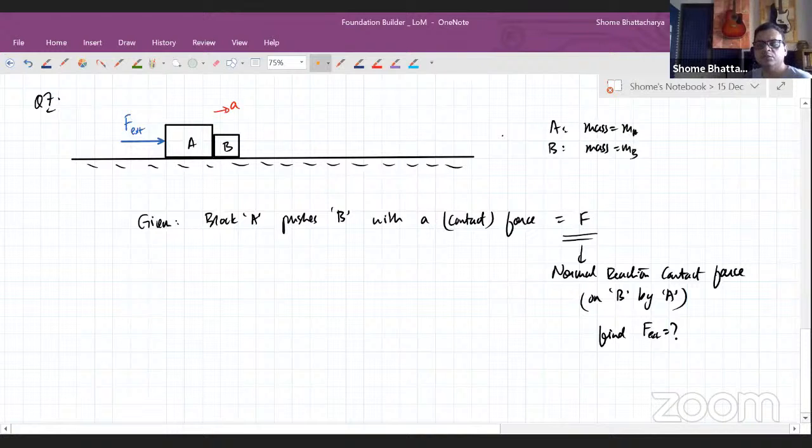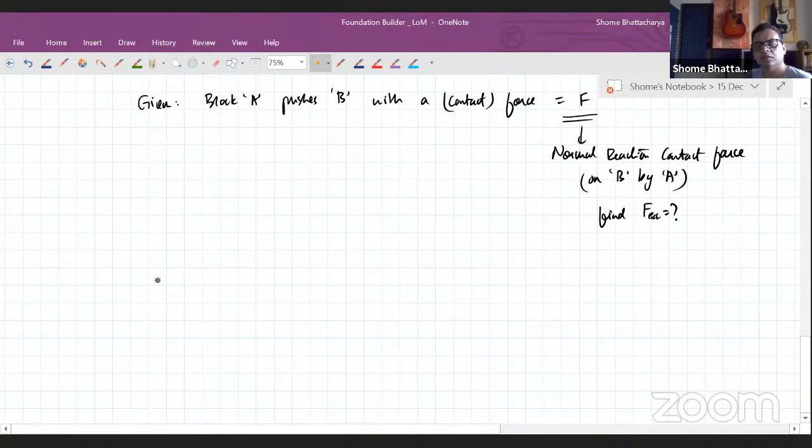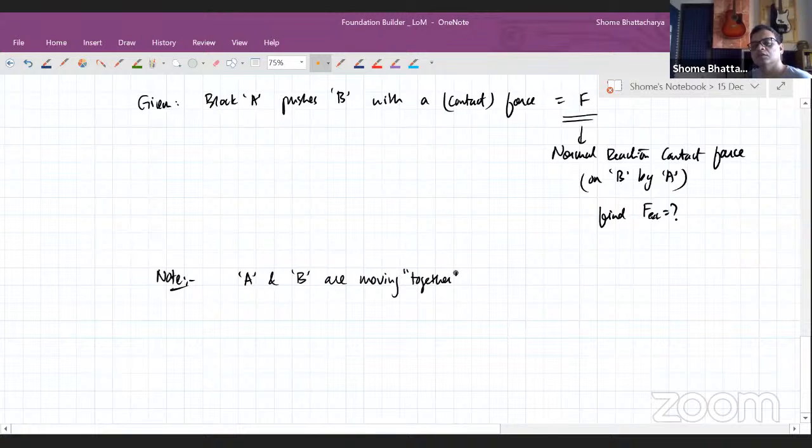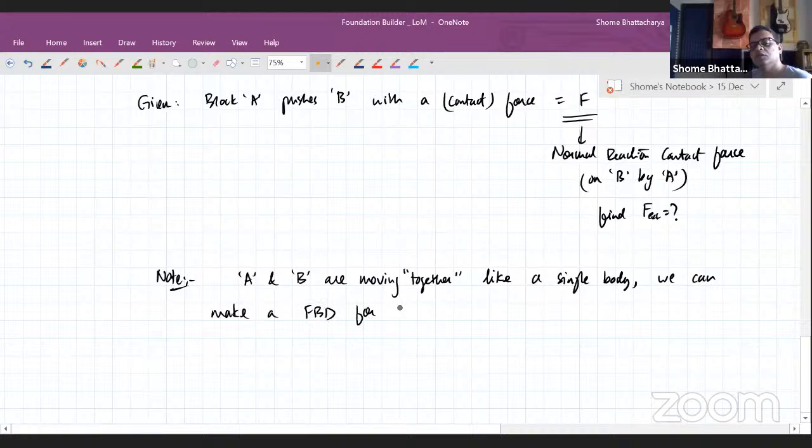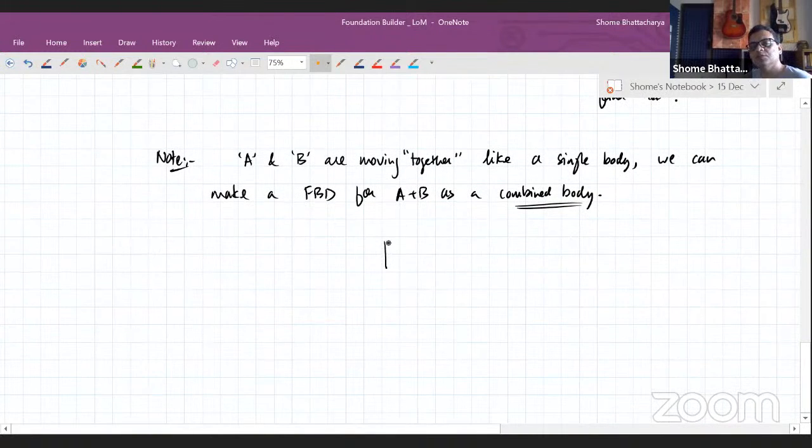So it all really comes down to making the free body diagrams. Now here, just to make things convenient, because A and B are moving together like a single body, we can make a free body diagram for A plus B as a combined body. That will make things very easy.